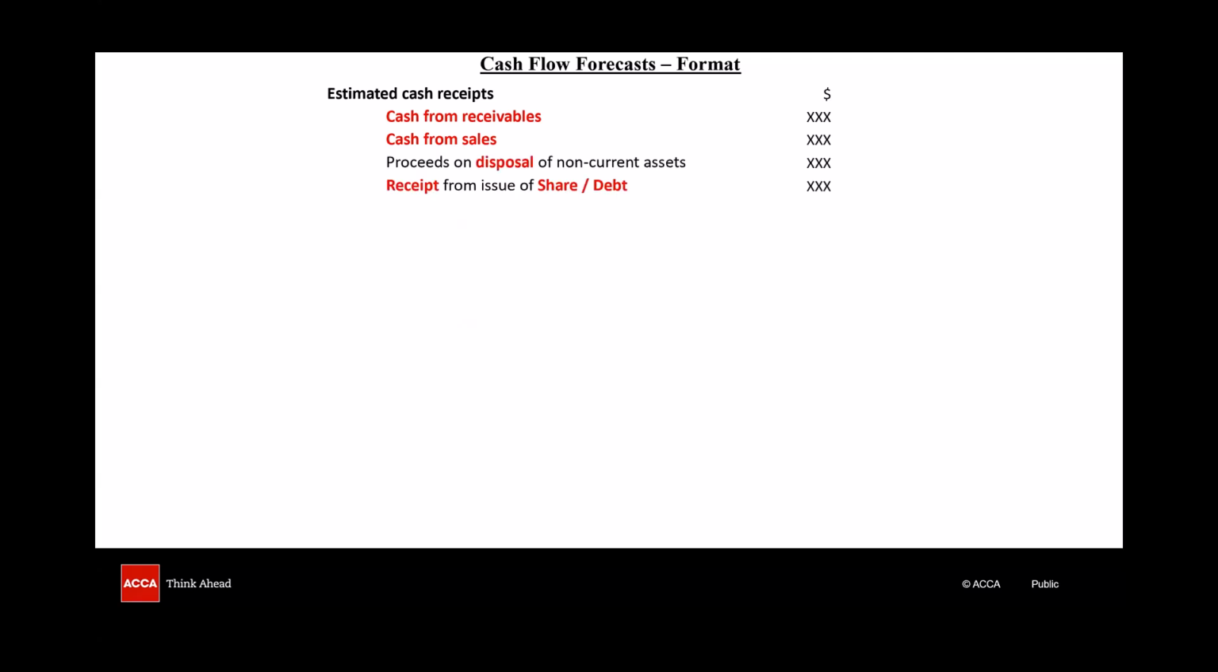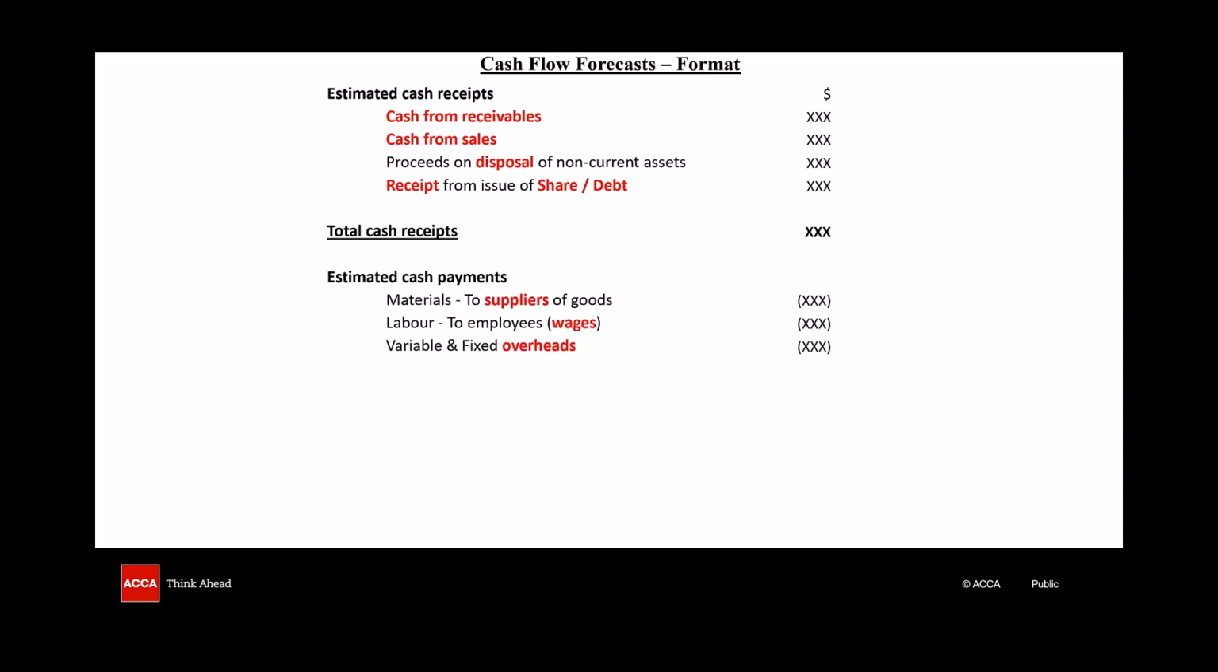What are the various estimated receipts? From our receivables, from cash sales, when we sell a non-current asset, disposal of a non-current asset, and receipts from issue of shares or debt. Totaling all this is going to give us total cash receipts. Then we've got the estimated cash payments, a lot of payments to make: the material, the labor, the overheads, the dividend, the non-current asset, and repayments. Finally, all of these totaling gives us the total cash payments.